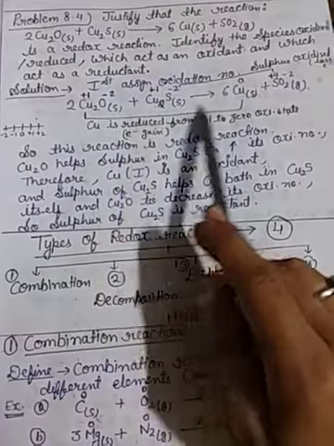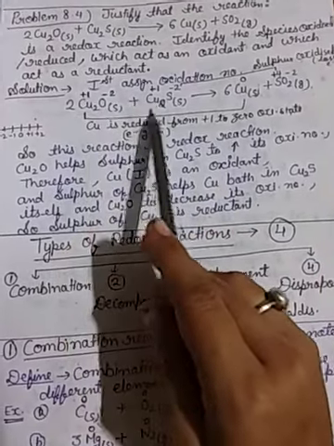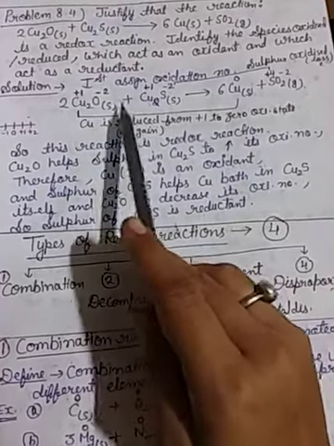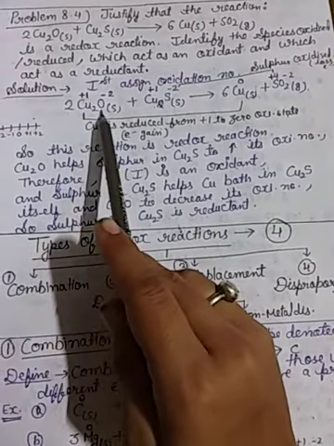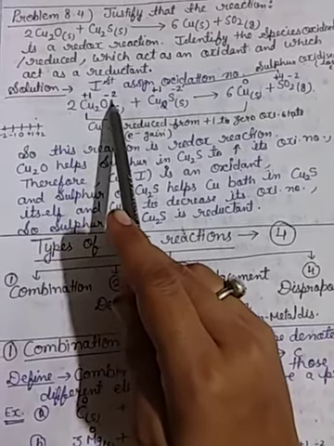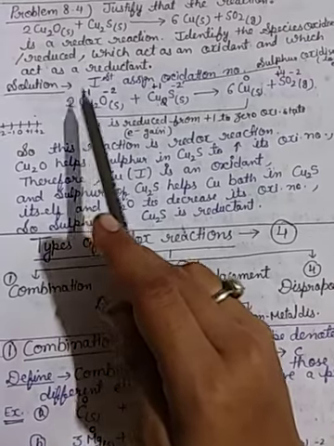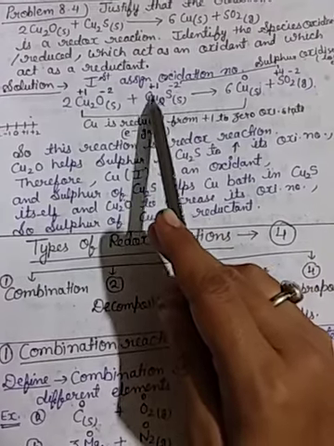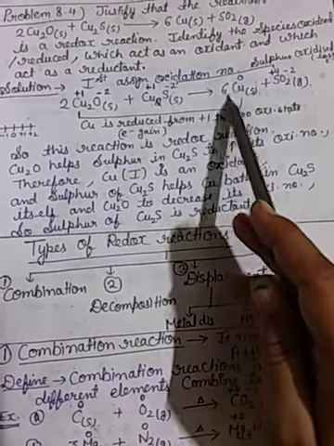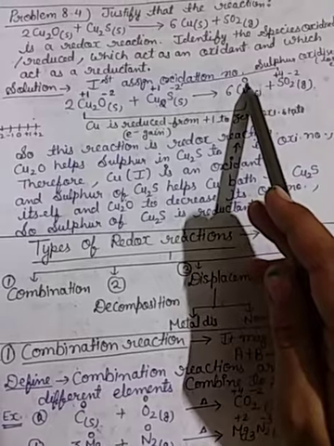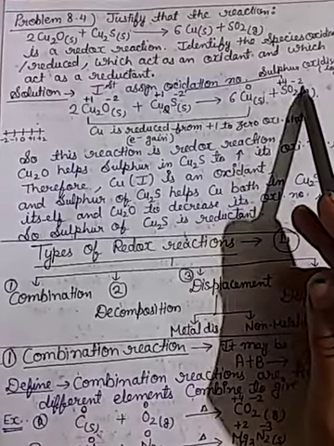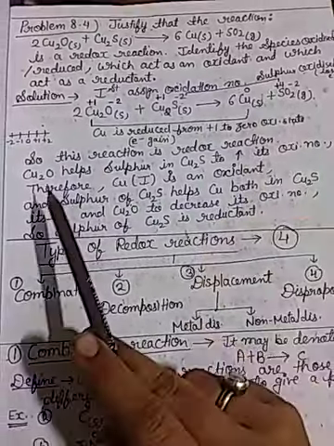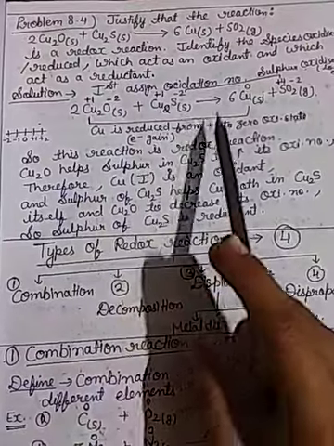See this reaction: 2Cu2O plus Cu2S converts into 6Cu and SO2 gas. First we have to assign oxidation numbers. Here oxygen is -2, so on the basis of -2 valency, copper is +1. Then in Cu2S, sulfur is -2, so copper is +1. Copper in elemental form is neutral, so 0 charge. In SO2, oxygen is -2, so sulfur has +4. In the last video I already explained how to find oxidation number.